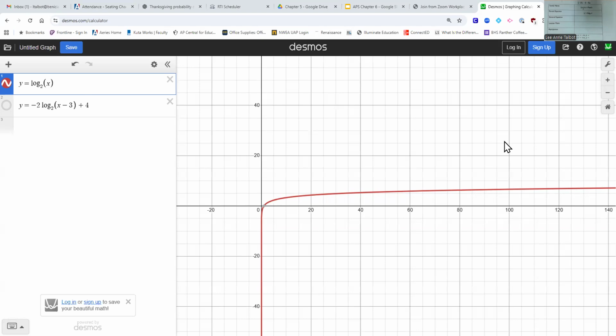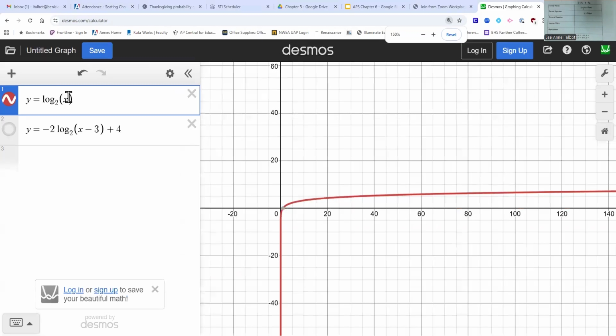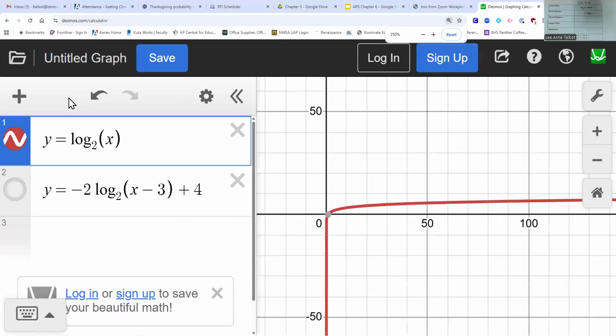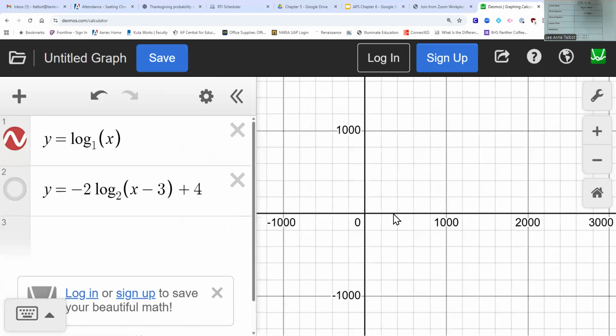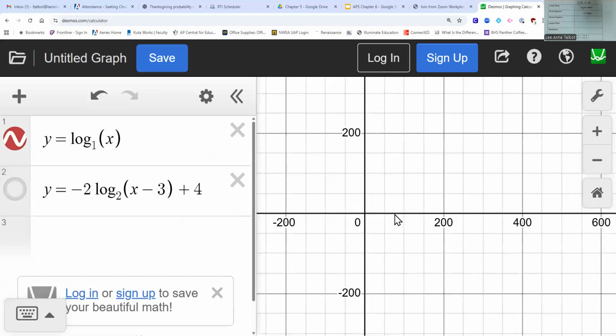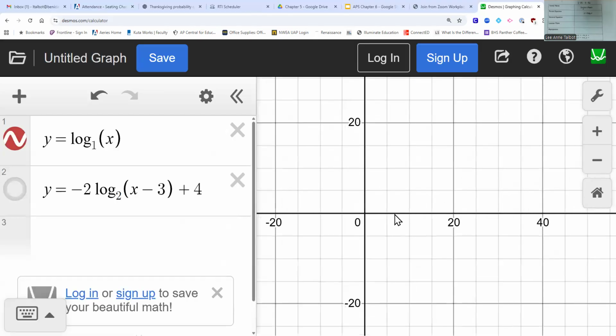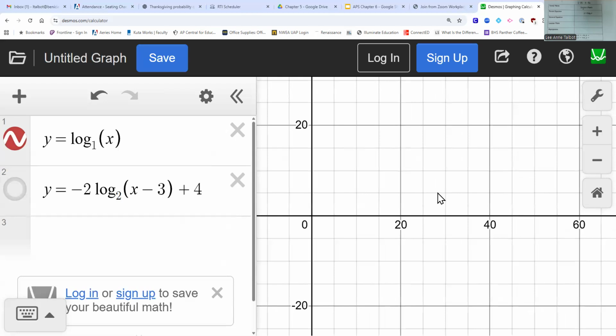Okay. Now, I want you to see the shape of it. We've talked about the shape. And I want you to see what happens when I zoom in. I'm going to take the little baby base of 2 and I'm going to change it to a 1. No graph. Not possible. We will not do logs with a base of 1. Doesn't actually make anything.